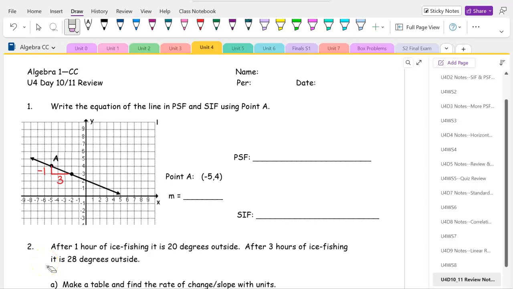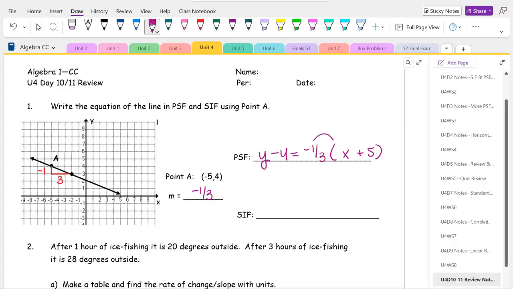Hello, Algebra 1. Today we are going to be doing some review for your Unit 4 test. We have started by giving you a point at (-5, 4), and we are finding our slope, which is -1/3. For point-slope form, we begin with y, and then the opposite of our y coordinate equals our slope, and then x, and the opposite of our x coordinate.